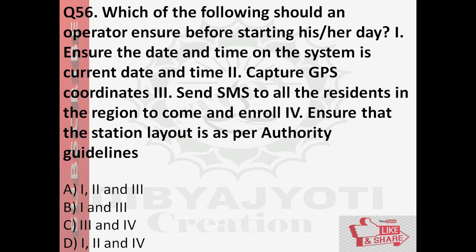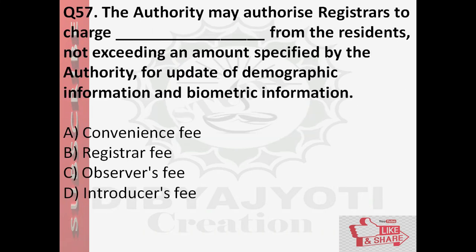Question number 56. Which of the following should an operator ensure before starting his or her day? 1, ensure the date and time on the system is current date and time. 2, capture GPS coordinates. 3, send SMS to all residents in the region to come and enroll. 4, ensure that the station layout is as per authority guideline. Options are option A 1 2 3, option B 1 3, option C 3 4, option D 1 2 4, and answer is option D 1 2 4.